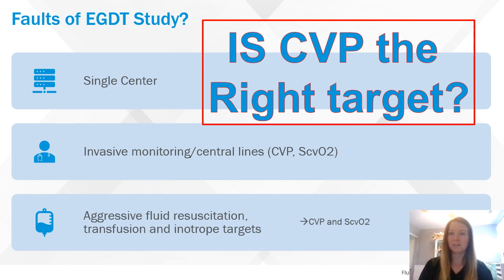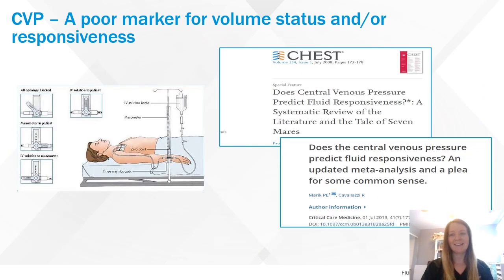Now, the big question is, is CVP the right target to look at when it comes to volume management? And I'm going to say that the answer is no. CVP is a very poor marker for volume status and volume responsiveness. There are a lot of studies over the past decade that say CVP is as reliable as the flip of a coin. So 50% of the time it's accurate, which means 50% of the time it's wrong.